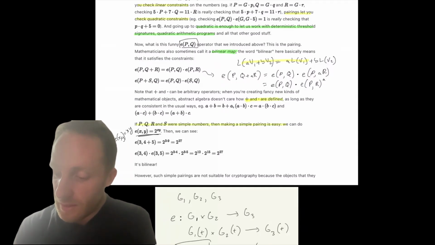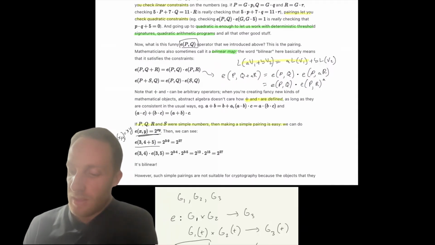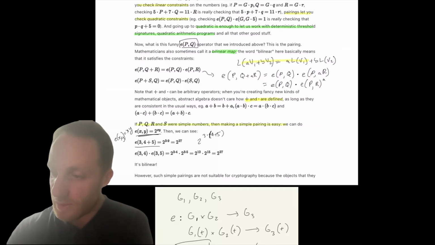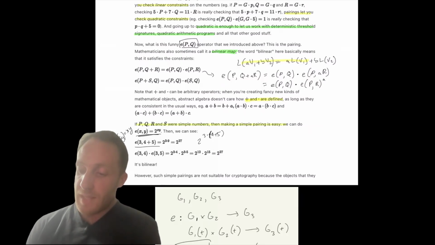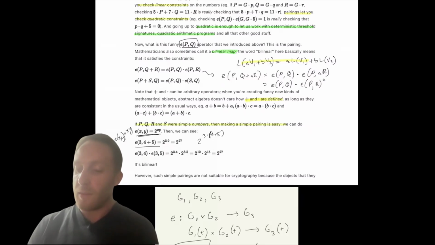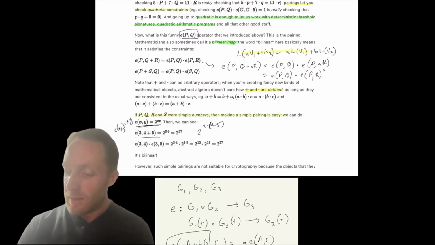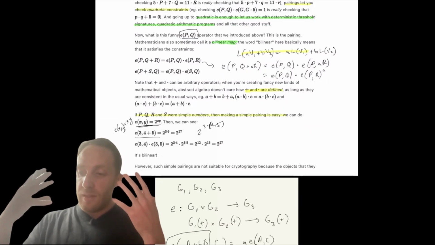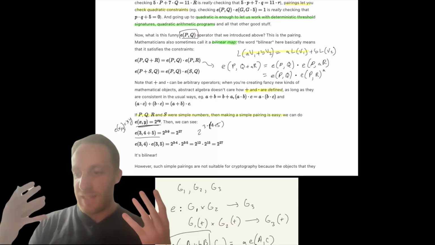So if we take this as an example, e(3, 4 plus 5) is equal to 2 to the 3 times (4 plus 5). So 3 times 9, 2 to the 27. And he shows the linear structure here. You can play with this. This gives you the intuition for what you should be thinking of geometrically, at least.